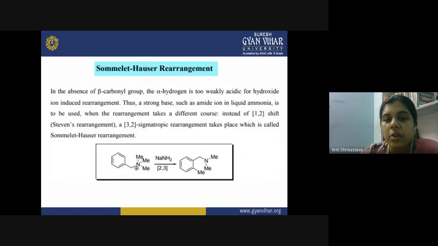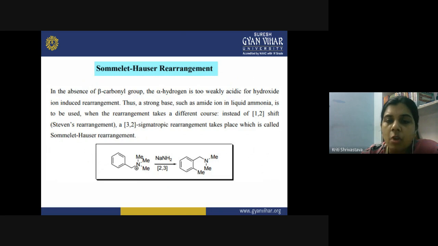Then we have the Sommelet-Hauser rearrangement, which is also a type of pericyclic reaction. In the absence of a beta carbonyl group, the alpha hydrogen is too weakly acidic for hydroxide ion induced rearrangement. So when you do not have a beta carbonyl group, the alpha hydrogen is too weakly acidic. The acidity is so low that you cannot remove it like this. When the acidity of the proton is low, it is not easily abstracted, so hydroxide ion induced rearrangement is not possible in that case.